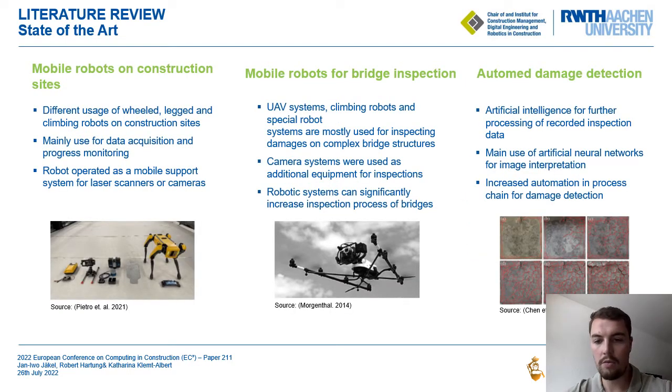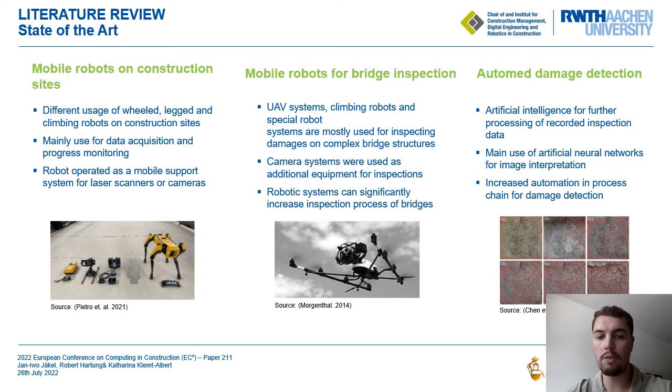So in the first part, we executed a literature review in these three areas: mobile robots on construction sites, mobile robots for bridge inspection, and automated damage detection. For mobile robots on construction sites, we identified the different usage of wheeled, legged, and climbing robots on construction sites in the current state, and the robot systems are mainly used for data acquisition and process monitoring. These robot systems operate mostly as a mobile support system for laser scanners and cameras.